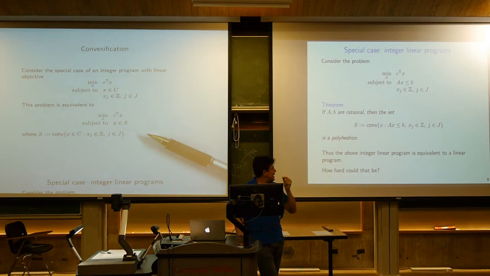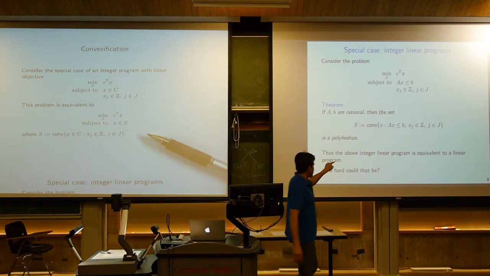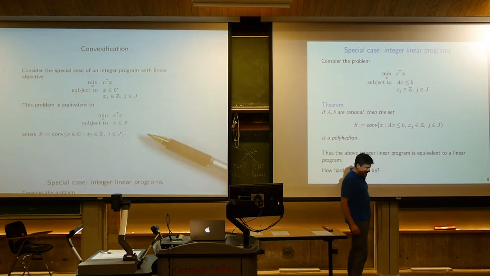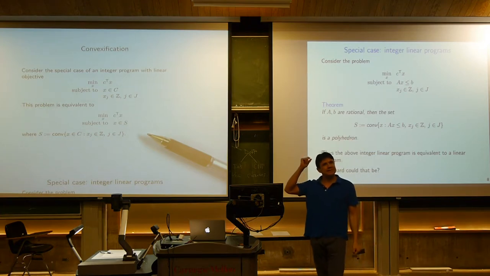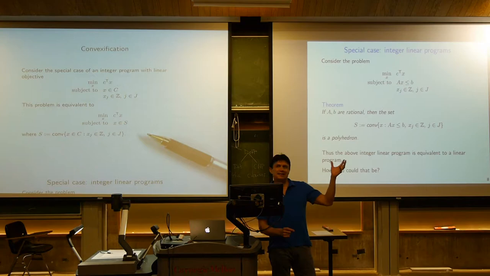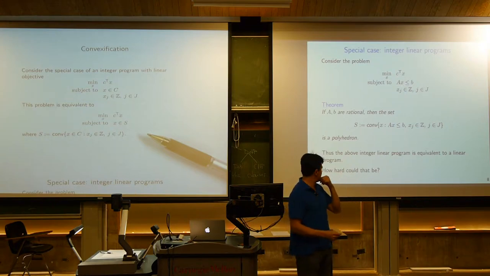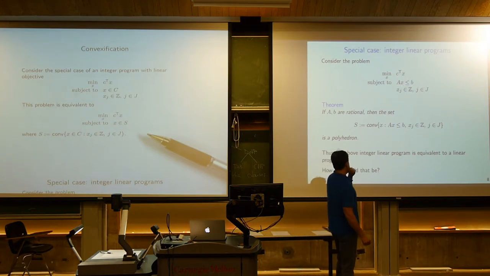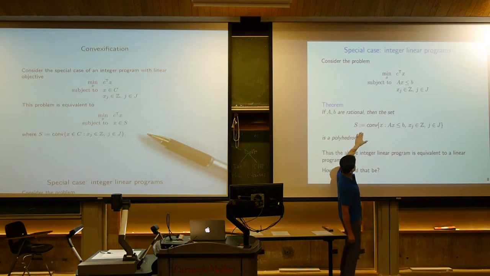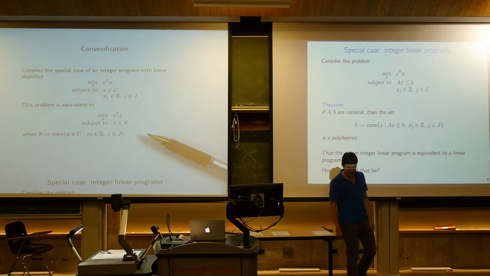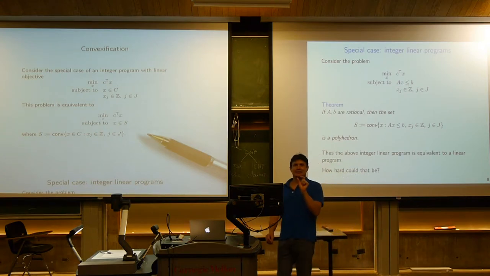So this set is a polyhedron, right? What this means is that the original problem, in principle, is just as difficult as solving a linear program. Now, how hard could that be? Well, this theorem says that if I look at the feasible points of that problem and take the convex hull, I get a polyhedron. But here is the catch.